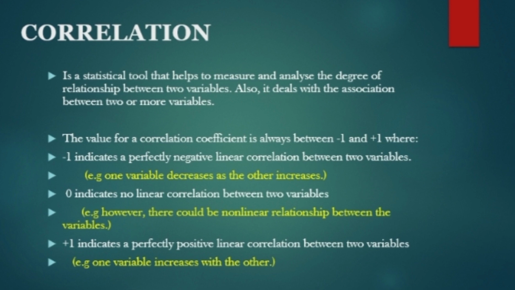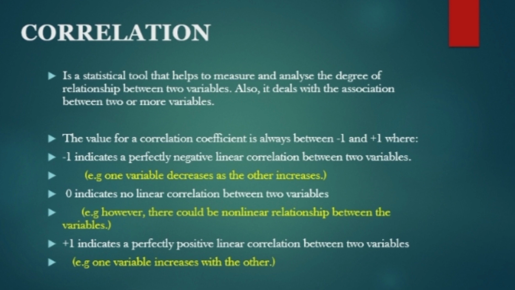It also deals with the association between two or more variables. The value of a correlation coefficient is always between -1 and +1, where -1 indicates a perfectly negative linear correlation between two variables. Example, one variable decreases as the other increases.